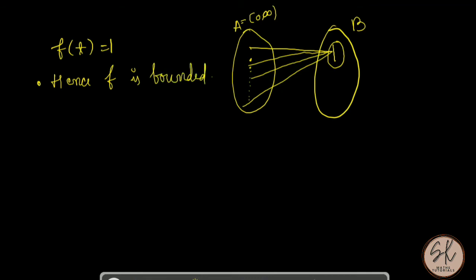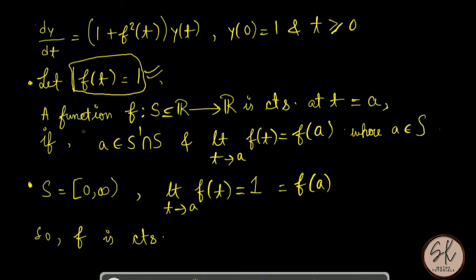Now we have taken a function f of t is equal to 1 which is both continuous and bounded. This is satisfying both the conditions, right? So we can take f of t is equal to 1. Now let us proceed further.